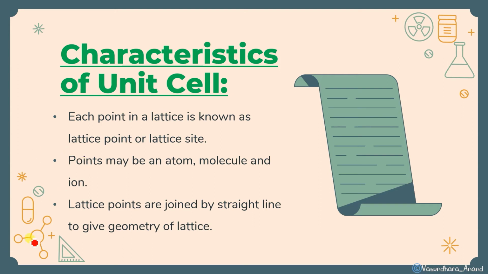Already I have explained that each point in a lattice is known as a lattice point or lattice site. If we combine these lattice points, they form a unit cell. This point may be an atom, molecule, or ion; I will explain it later with examples. Lattice points are joined by straight lines to give the geometry of the lattice. That means it can be square planar, rectangular, rhombus, or parallelogram.